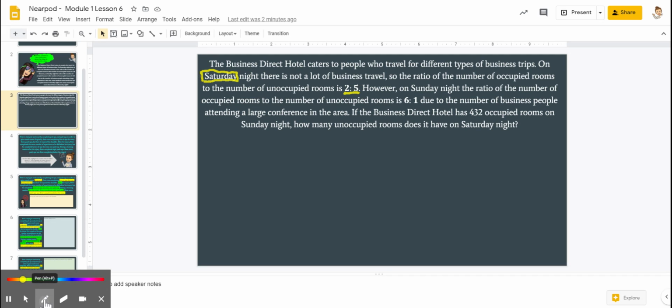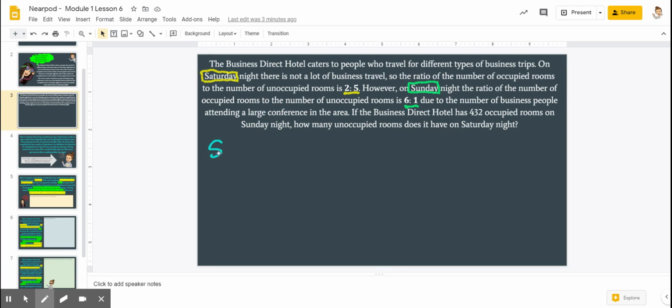Okay, I'm going to switch colors. On Sunday, we're going to box in that Sunday, the ratio of the number of occupied rooms to the number of unoccupied is 6 to 1. So Saturday goes with 2 to 5 and Sunday goes with 6 to 1. Before I even go any further, I'm going to go ahead and set up those ratios.